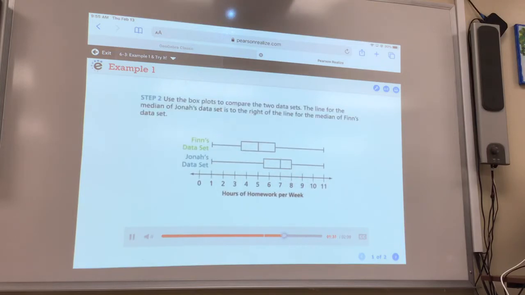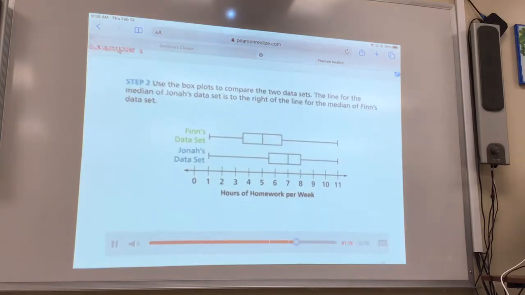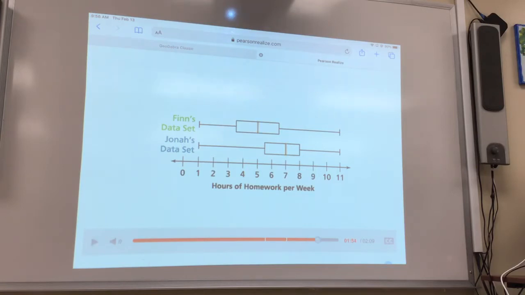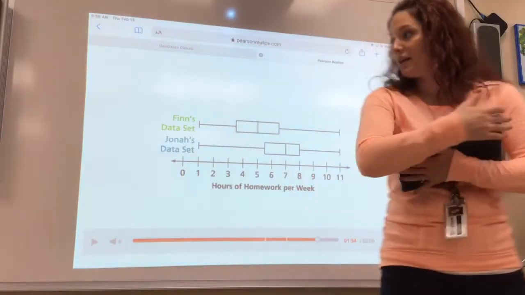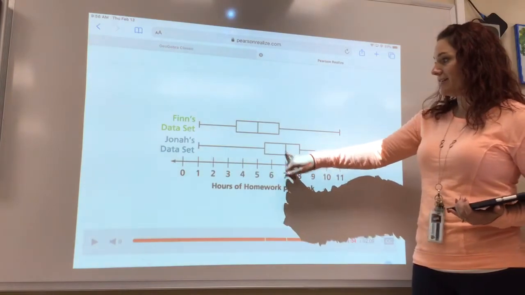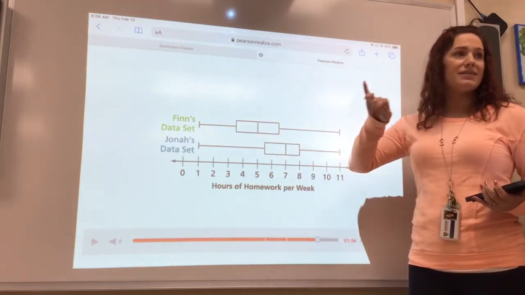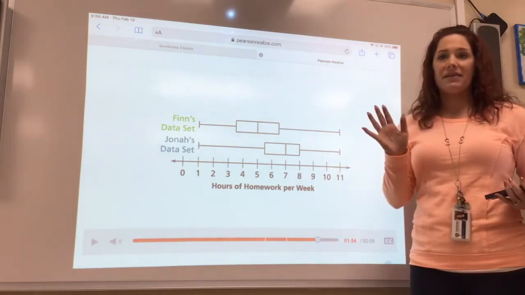The next step is to compare the two data sets. The line for the median of Jonah's data set is to the right of the line for the median of Finn's data set. So Finn can say that the median of Jonah's data set is greater. Okay, it would not be an inference if you said that Jonah's median is higher than Finn's median. It's an accurate statement, but it's not an inference. That's just a math statement.